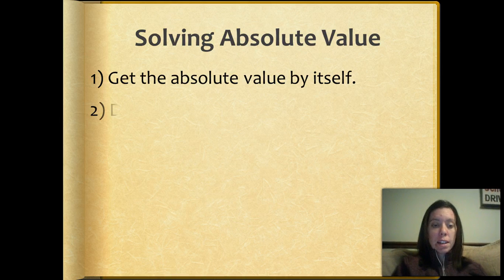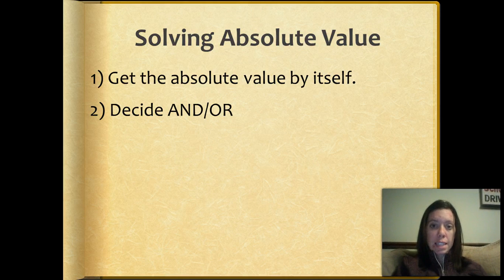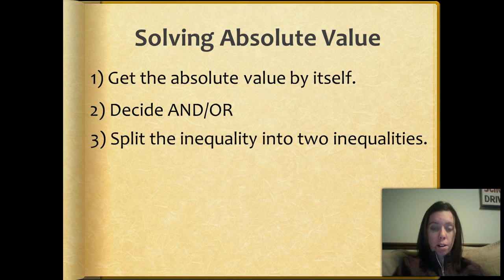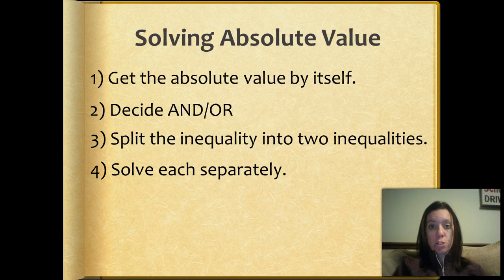Then you decide if it's an and or an or. You decide that based on whether the absolute value is less than or greater than, like I described in the top part of your notes page. After you make that decision, then you split the inequality apart, just like we did a moment ago, and solve each one. So you're going to end up with two inequalities. You solve each one separately, and then you'd be ready to make your graph. So those are the 4 basic steps.